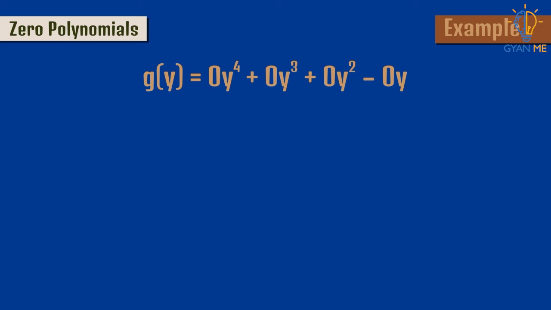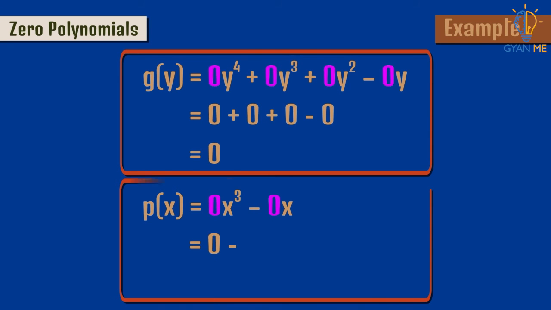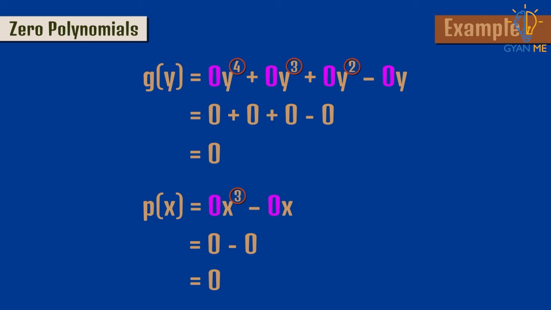For example, g of y equal to 0 y raised to 4 plus 0 y cube plus 0 y square minus 0 y. Or let's see another example, p of x equal to 0 x cube minus 0 x. From the above examples, we see that we cannot talk of the degree of the zero polynomial, since the above two have different degrees but both are zero polynomials. As each expression adds up to 0, we can say that the degree of the zero polynomial is not defined.